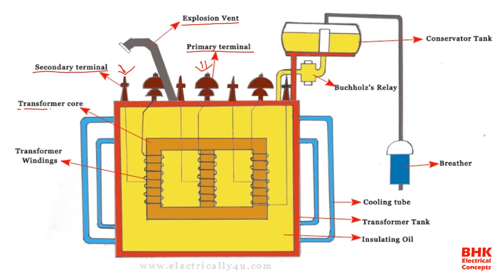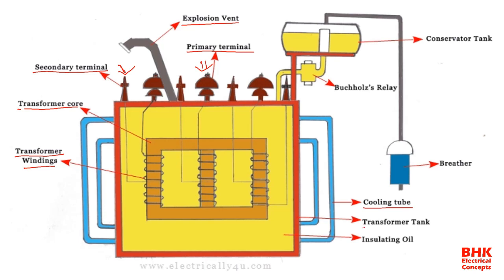Next one, transformer core. So this is the transformer core. Next one is transformer windings. So these are the transformer windings. Next, coming to another part, that is the cooling tube. So here on the right side we have two cooling tubes, and on the left side we have two cooling tubes.